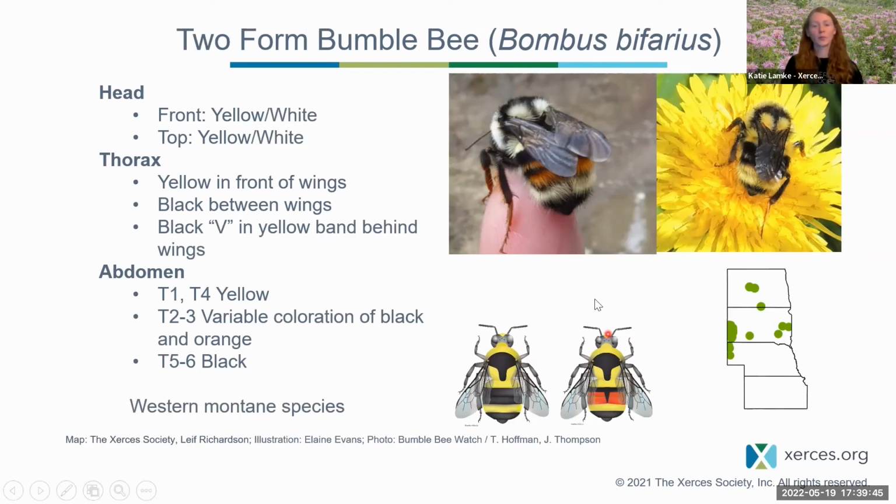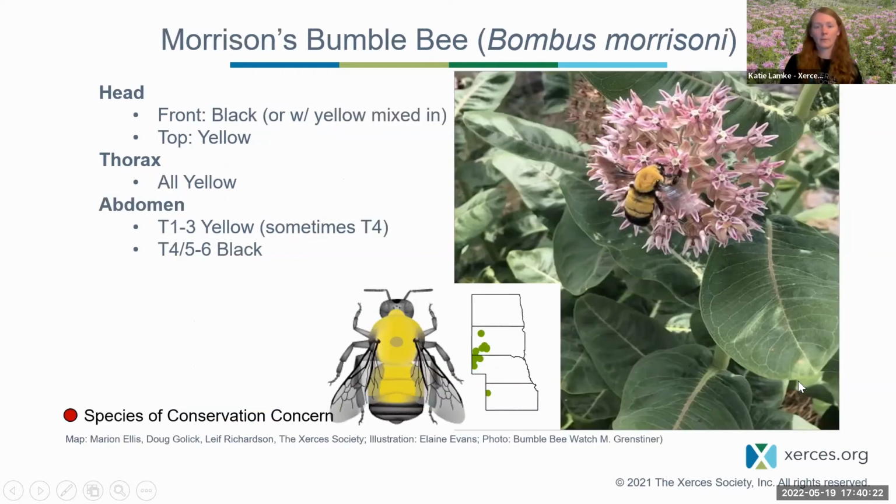Next, there's the two-form bumblebee or Bombus bifarius. Again, this is one of the bees that has a black form and a red form, found quite sporadically throughout. The front of this bee's head, although you can't see it in either of these photos, is usually white or yellow. This bee also has the black notch. And then it's variable here whether it's going to have orange or a little bit of yellow mixed in. This is usually a Western montane species, but you can see that it does pop up in some other spots. And then we have Morrison's bumblebee. This is a species of conservation concern.